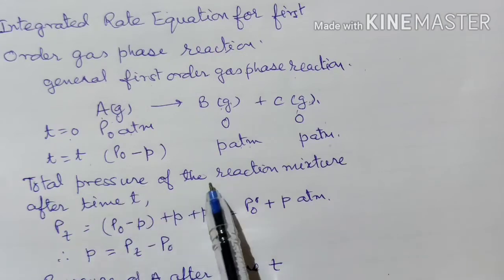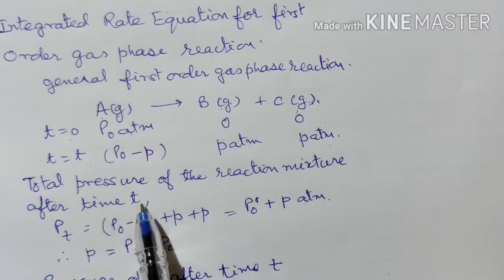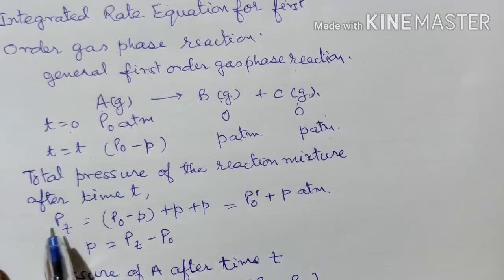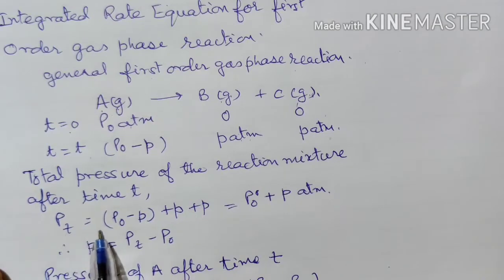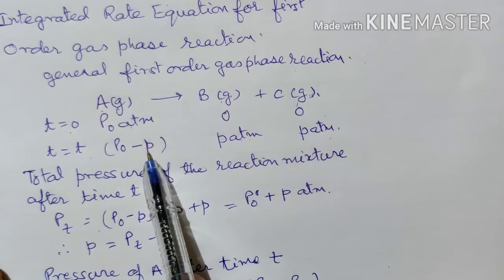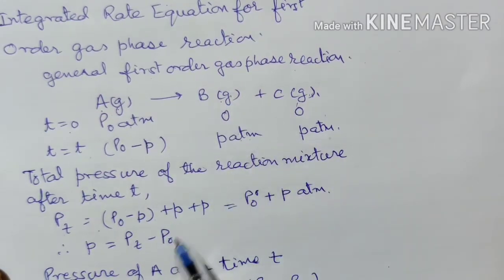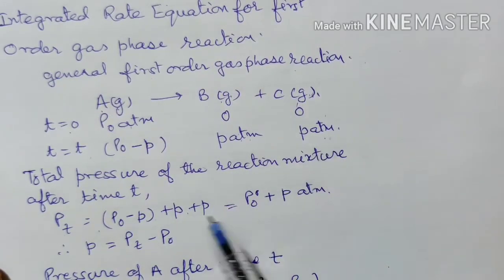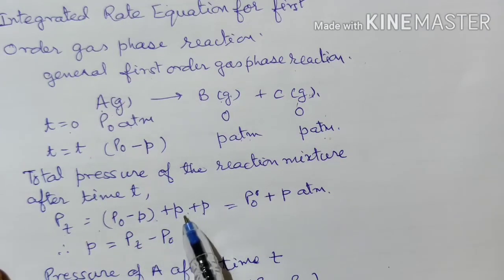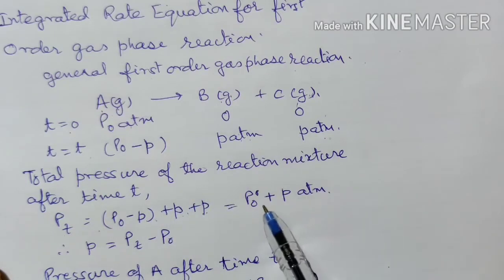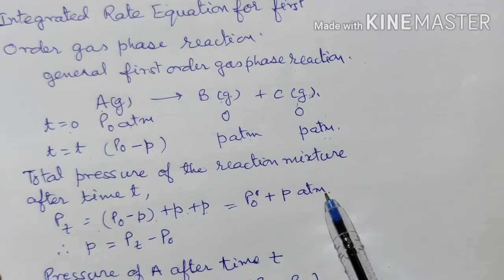The total pressure of the reaction mixture after time t is represented by PT. PT is equal to P0 minus p, that is the pressure of A, plus the pressure of B, which is p, plus the pressure of C, which is also p. The total pressure is P0 minus p plus p plus p, the p will be cancelled here. So you will get P0 plus p atmosphere. This is the total pressure after time t.